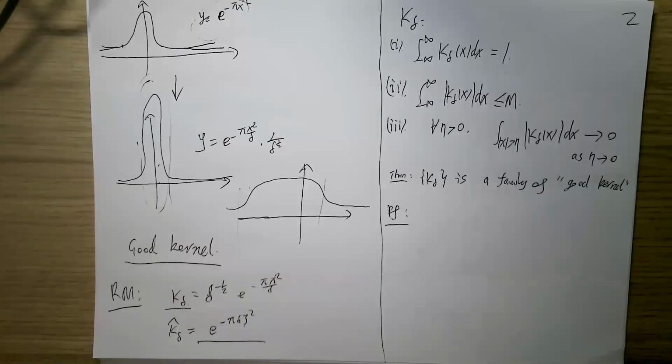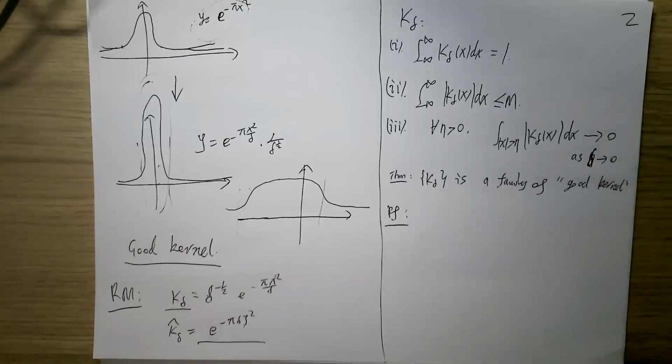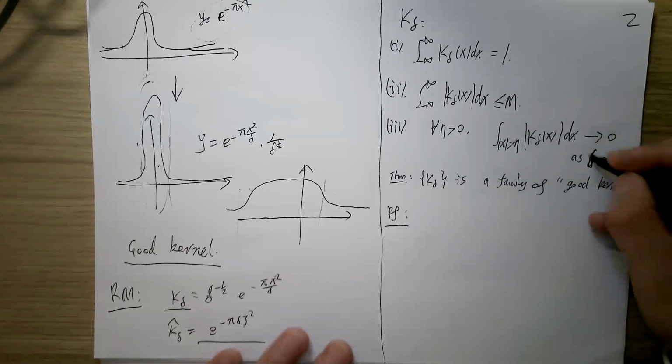Professor, shouldn't it be like as eta tends to infinity? I'm sorry. Delta. This delta is the parameter of this kernel, right? Oh, thank you for correcting me. It should be delta. It's just like this capital N.